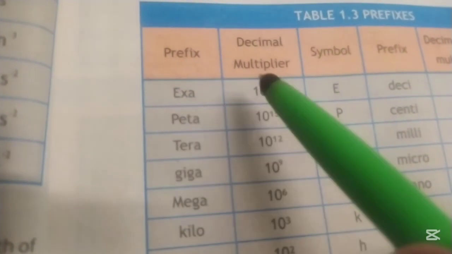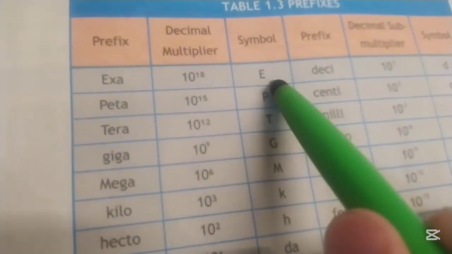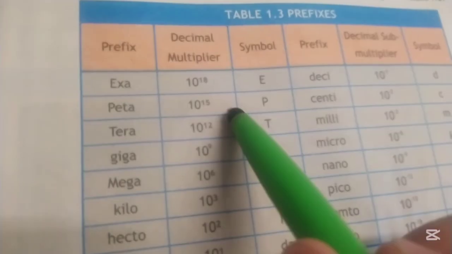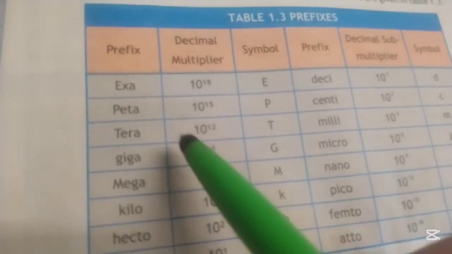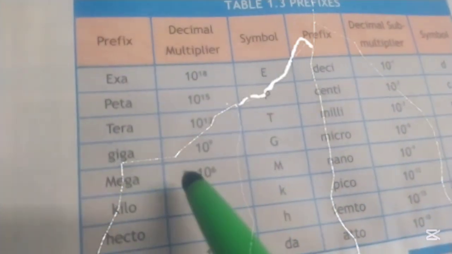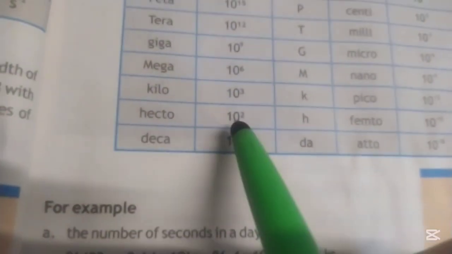Exa 10 power 18, E. Peta 10 power 15, P. Tera 10 power 12, T. Giga 10 power 9, G. Mega 10 power 6, M. Kilo 10 power 3, k. Hecto 10 power 2, h. Deca 10 power 1, da.